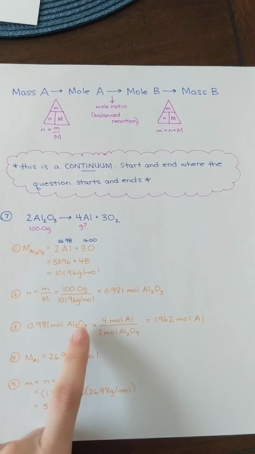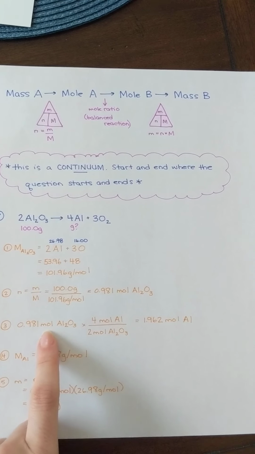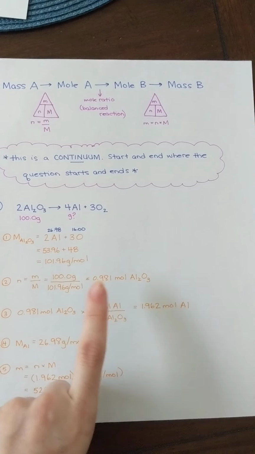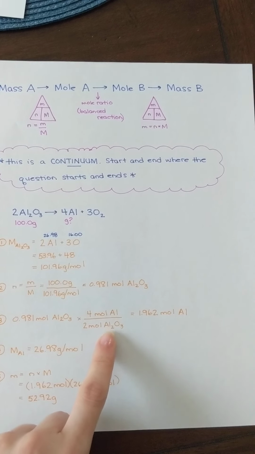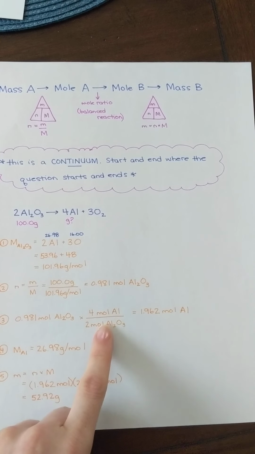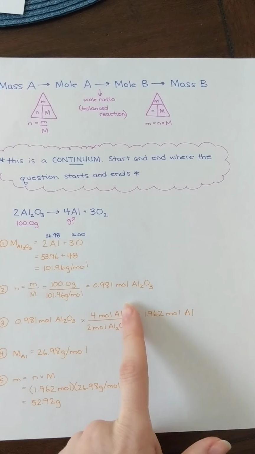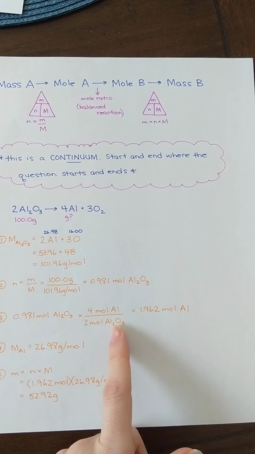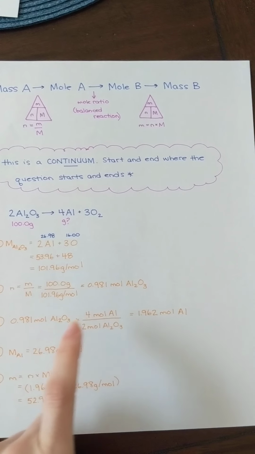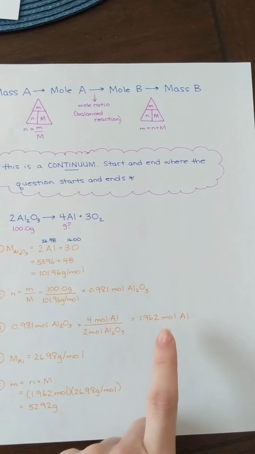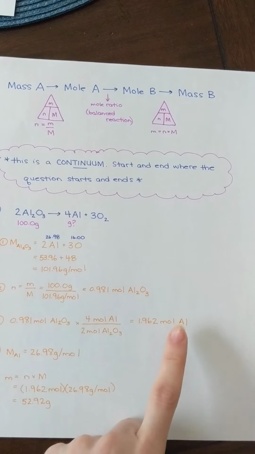So step 3 is our new step. That's our mole ratio, where we have 0.981 moles of aluminum oxide. And then I make a ratio based on what these things are balanced at in the chemical reaction. What we're trying to find goes on top. We're trying to find information about aluminum. It's balanced by 4, so it goes on top. What we already know about goes on the bottom, and it's balanced by 2. So we do 0.981 times 4 divided by 2. We'll end up getting 1.962 moles of aluminum.